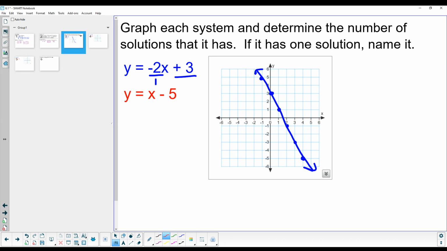Now, we also have y equals x minus 5. So for this graph, we are starting at negative 5 because it's a minus 5. On the y-axis, we're going to go to negative 5. And then my number in front of x, if there's not anything there, that's like a 1. And if there's no denominator, that's also a 1. So I'm going to go up 1 and to the right 1, and I'm going to do that several times until I can see where it crosses.